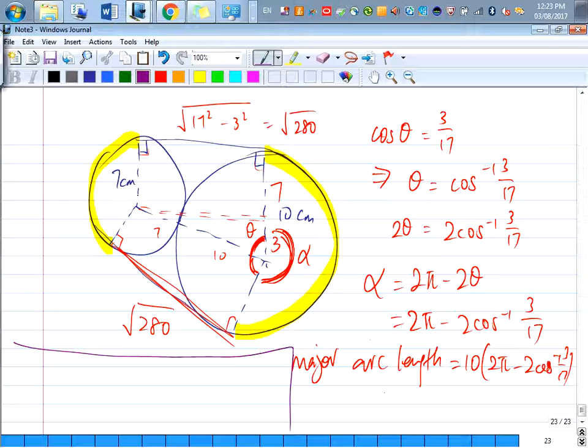Okay, this is 90 degrees. Then we already know that this is theta. This is also 90 degrees. Then I can find this angle.